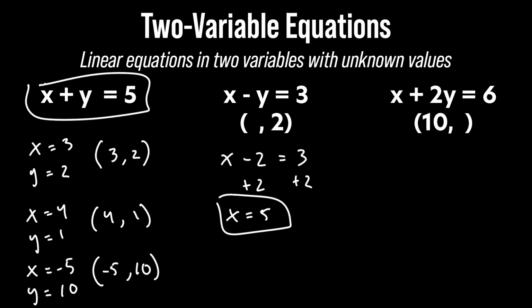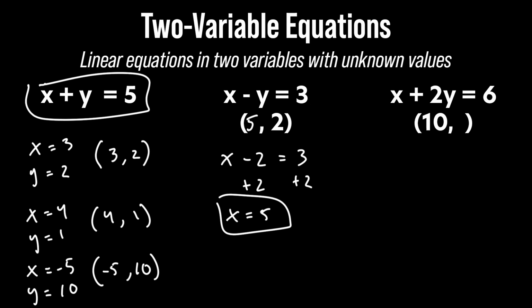So now we can fill in the missing value right here, 5, 2. That is the solution to the two variable equation. Again, you can always proof check your answers by plugging in the values. 5 minus 2 is equal to 3.